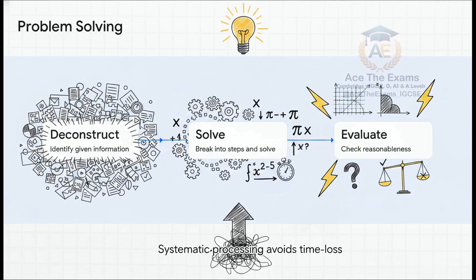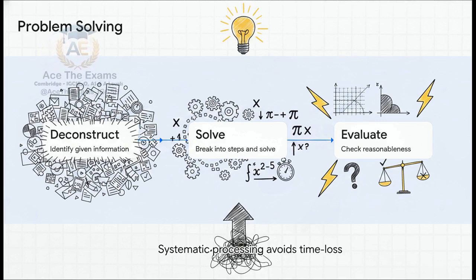I have to step in and give them the optimal framework. The only way to clear this efficiently is the standardized sequence. Deconstruct, solve, evaluate. Step 1. Deconstruct the problem. Identify the given info without rewriting the whole question. Step 2. Solve systematically by breaking it into steps. Step 3. Evaluate your answer for reasonableness. This is how you adjust your topic sentences and calculations to hit every single mark scheme checkpoint without wasting a single second.